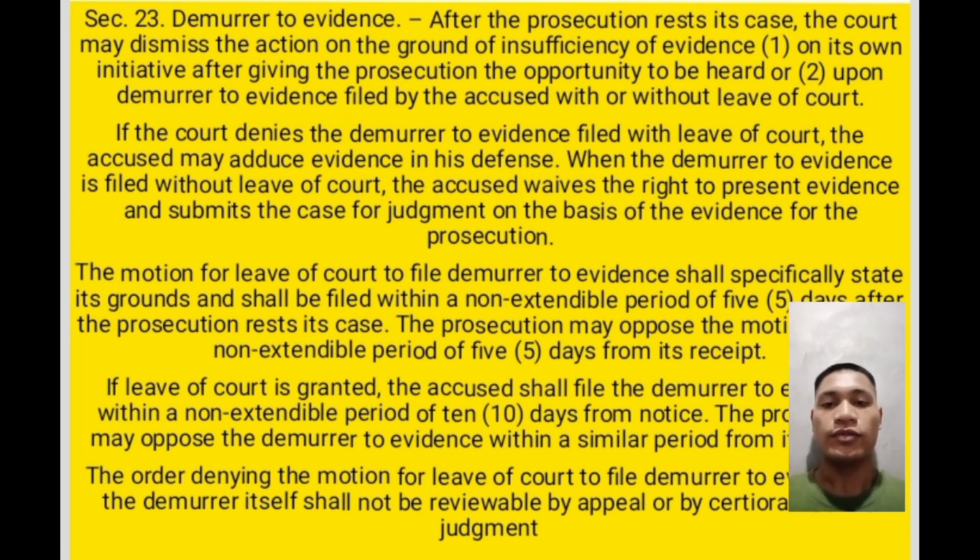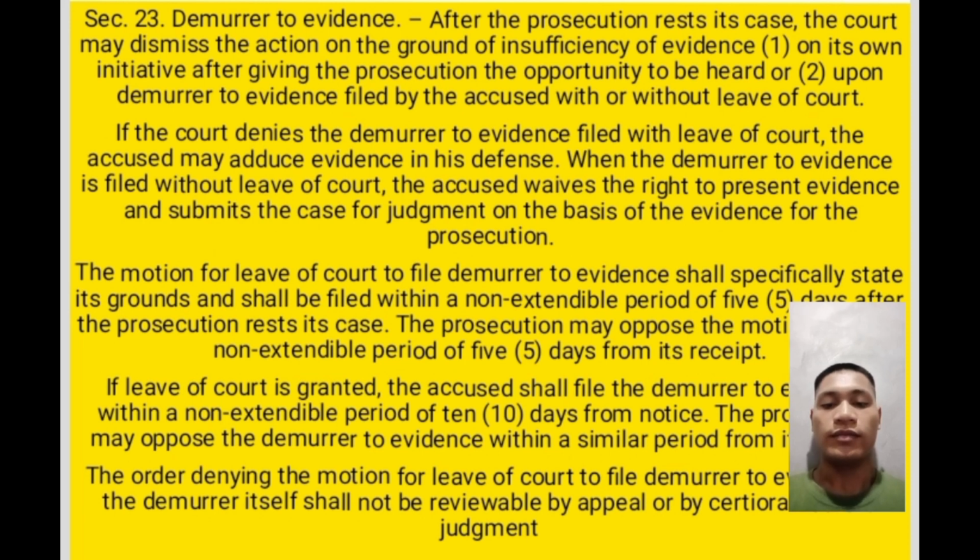The motion for leave of court to file demurrer to evidence shall especially state its ground and shall be filed within a non-extendable period of 5 days after the prosecution rests its case. The prosecution may oppose the motion within the non-extendable period of 5 days from its receipt. If leave of court is granted, the accused shall file the demurrer to evidence within a non-extendable period of 10 days from notice. The prosecution may oppose the demurrer to evidence within a similar period from its receipt.